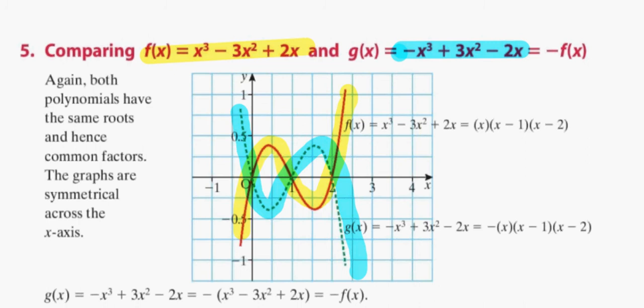So for example, if this was the point, I don't know, 0.4 and 0.45. What is it on this one? Still 0.4, but what's the opposite? It'd be negative 0.45. Does that make sense? Alright.